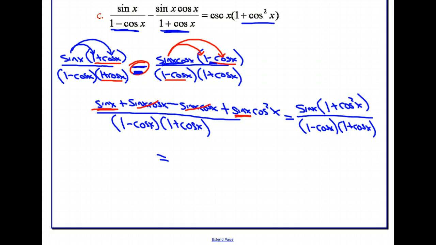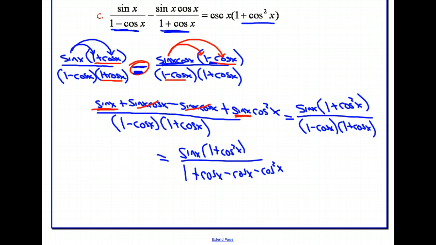So now we'll focus on the bottom. So top is sine x, 1 plus cosine squared of x. The bottom, I'm going to FOIL this out. So FOIL, remember FOIL? First gives me 1. Outside is plus cosine x. Inside is minus cosine x. And last is minus cosine squared of x. I notice the two middle terms cancel out. Cosine minus cosine cancel out. And I've got the sine on the top. I've got 1 plus cosine squared of x. And the bottom I've got 1 minus cosine squared of x.